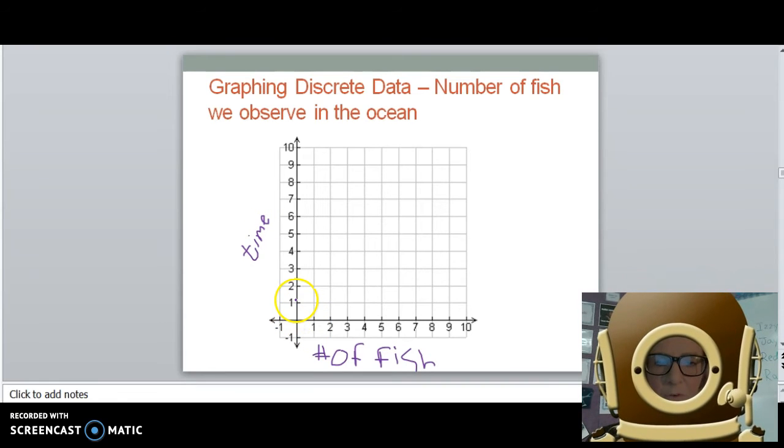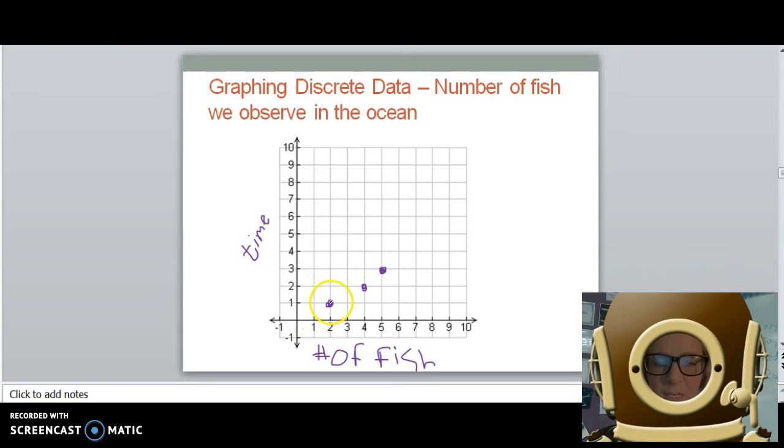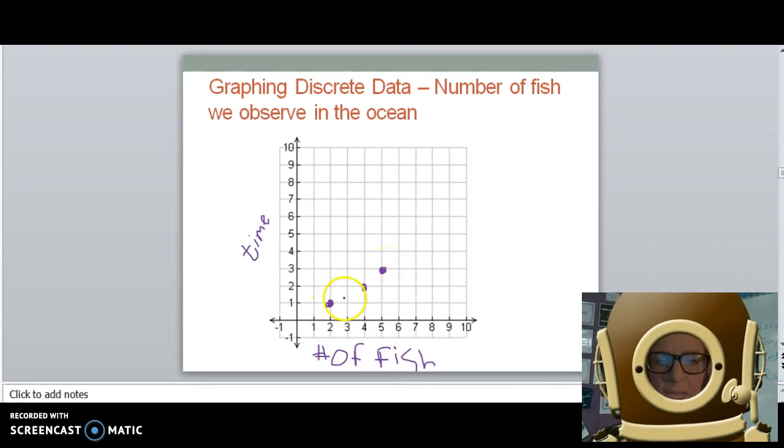Okay, so maybe the first hour I observed 2 fish. Then maybe the second hour I observed 4 fish. Then maybe the third hour I only observed 5 fish. Okay, as you can see here, the number of fish that I'm observing is a whole number only. I can't observe 2.5 fish. It's either a fish or it's not a fish. So again, this is what we call a discrete domain.